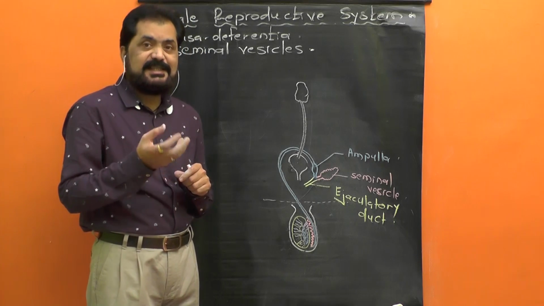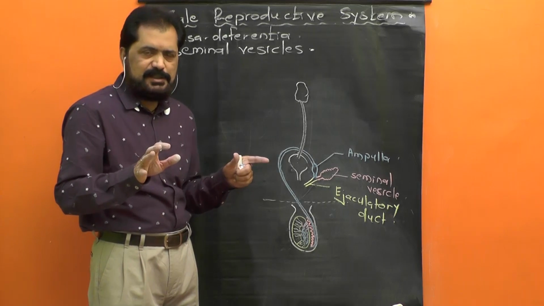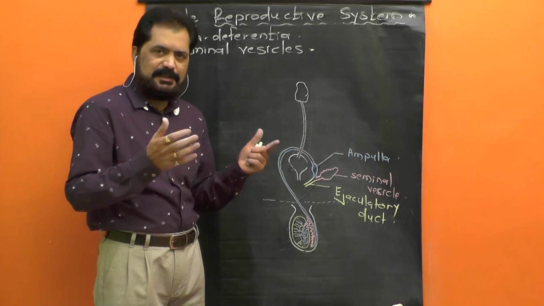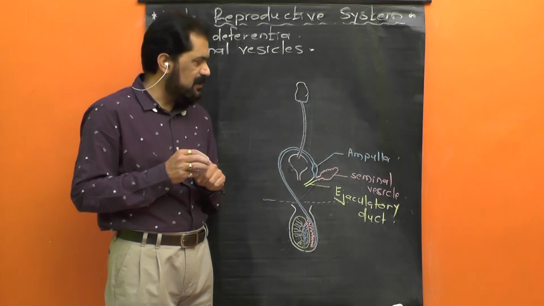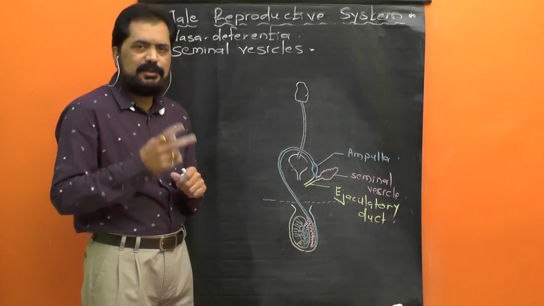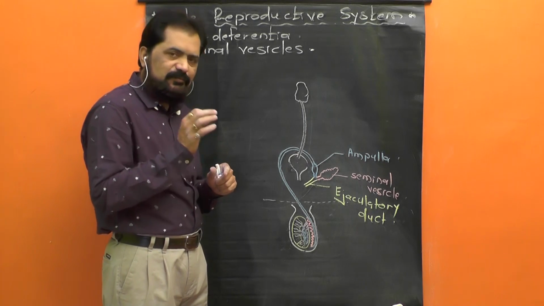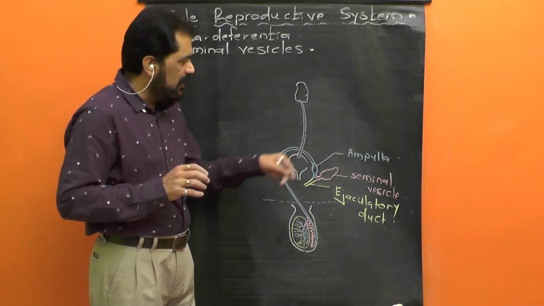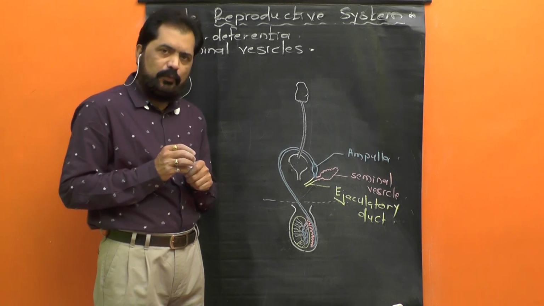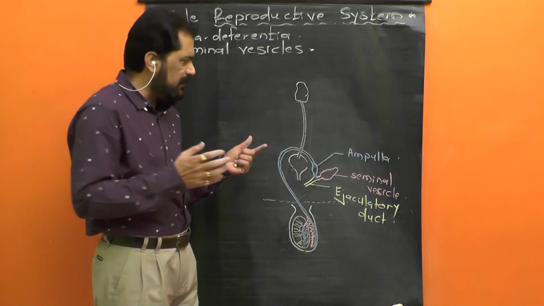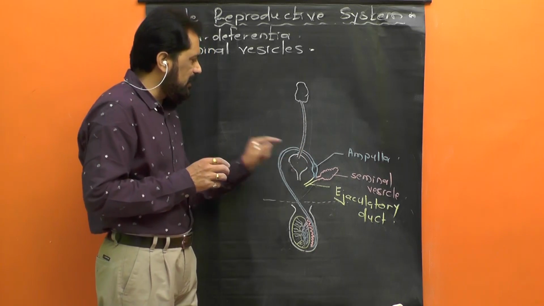Means actually the seminal vesicles are glands. These are accessory glands. You know, gland means the organ which has the ability to secrete some secretion. So seminal vesicles are paired, small, leaf-like, thin walled structures about 3.5 cm to 4 cm long. These are located slightly posterolateral to the urinary bladder.